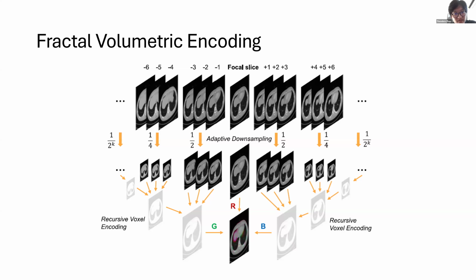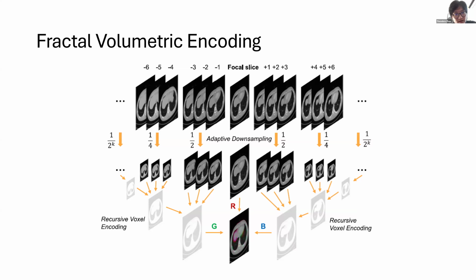And we adaptively downsample them in groups. So these three we downsample by one half, these three we downsample by one quarter, and so on and so forth. We can do this forever, but up to the physical limit of the resolution. And after they are downsampled, we pack them recursively. So let's say we pack everything here to here and then combine them into a bigger image, pack everything here, combine them into a bigger image.